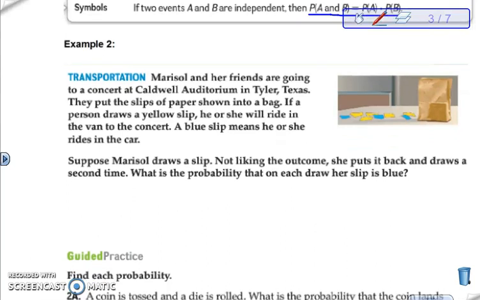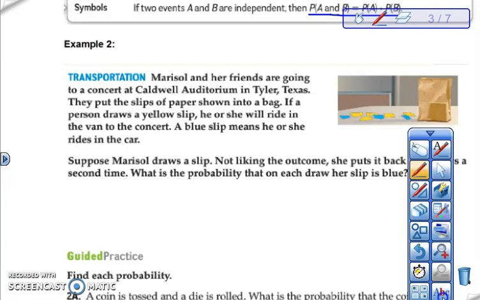we've got some colored slips of paper. Marisol and her friends are going to a concert. They're going to put the slips of paper into the bag, and then everyone's going to draw a slip. Yellow means you ride in the van. Blue means you ride in the car. And we want to know the probability that if Marisol draws a slip and puts it back, then draws a second time, that each slip is blue.